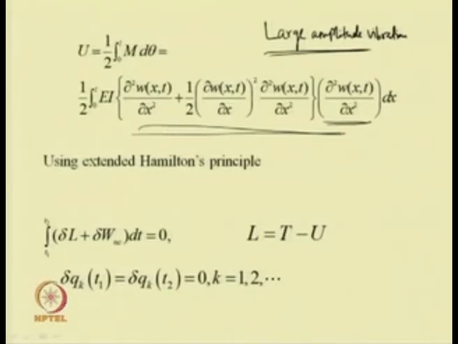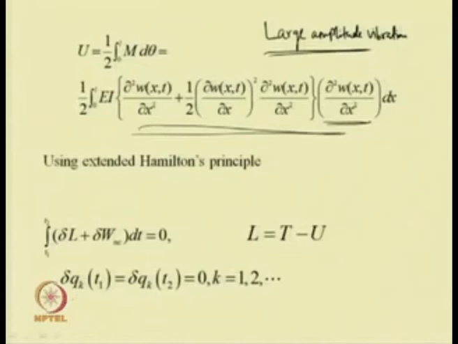So, one can find the equation of motion by using the formula del L plus del W N C, dt equal to 0, where L is the Lagrangian of the system, that is equal to T minus U. While deriving this equation, one can take del q k, where q k is the generalized coordinate.